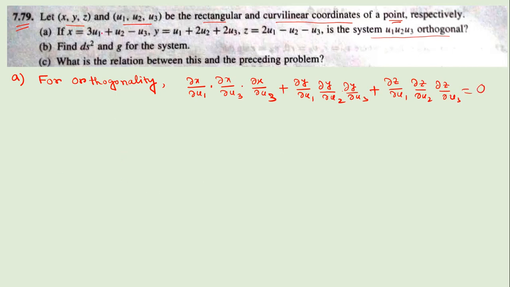Now if you take the derivative of x with respect to u1, you will get 3 times 1, which is 1 and minus 1, plus with respect to u1, this is 1, this is 2, this is 2, and this is 2, this is minus 1, this is minus 1. What you got is minus 3, plus 4, minus 4, minus 3. This is not equal to 0.